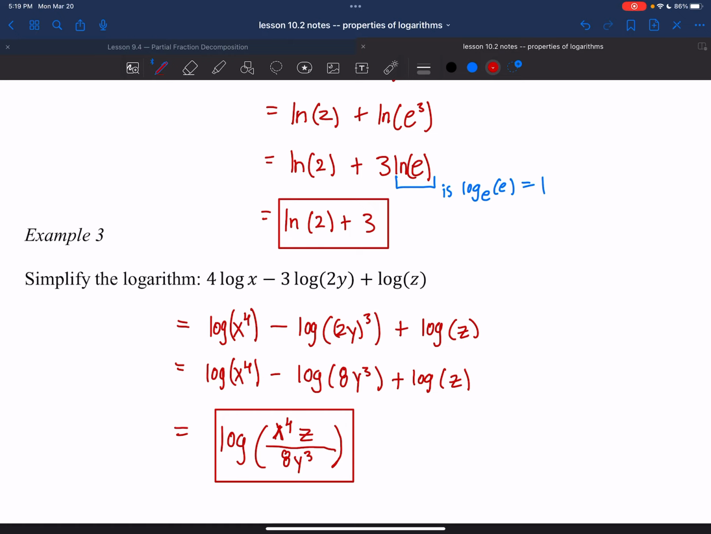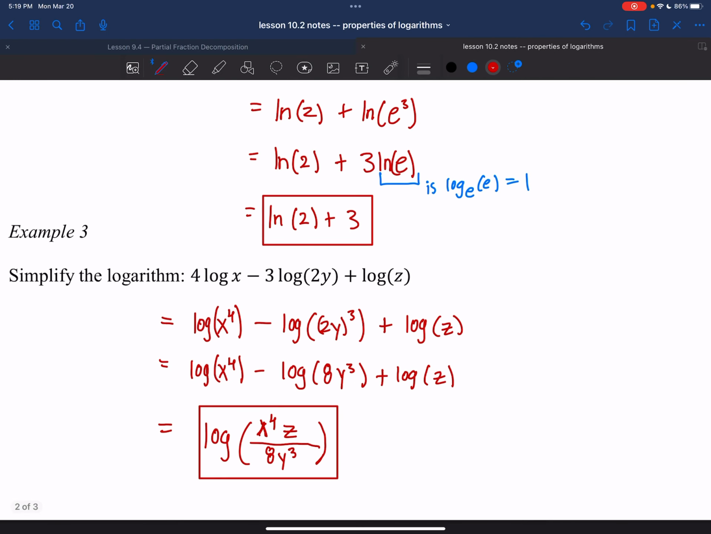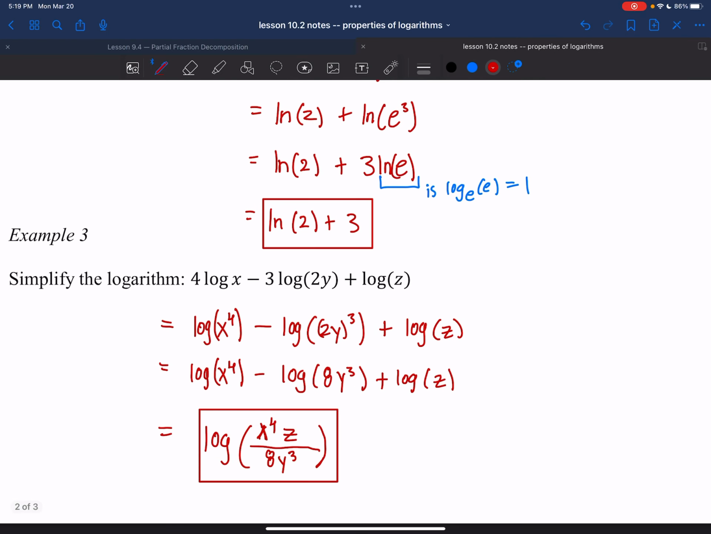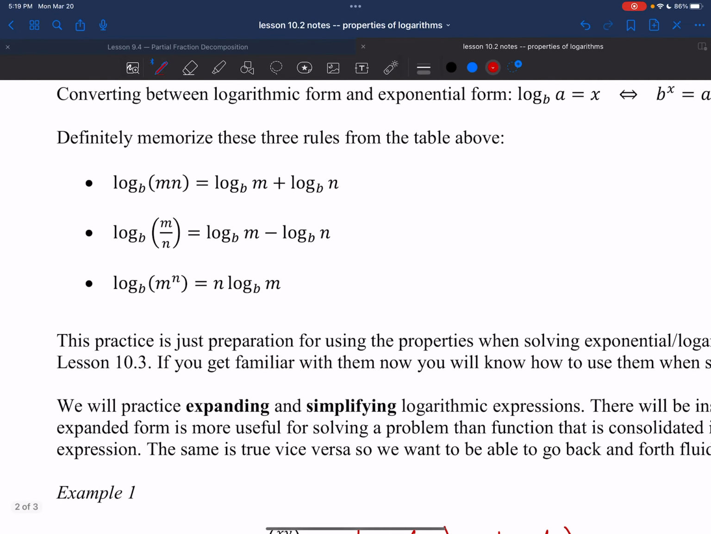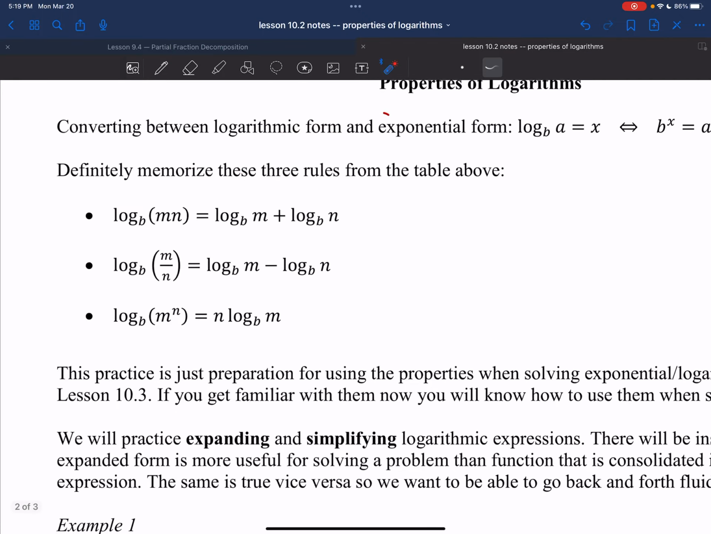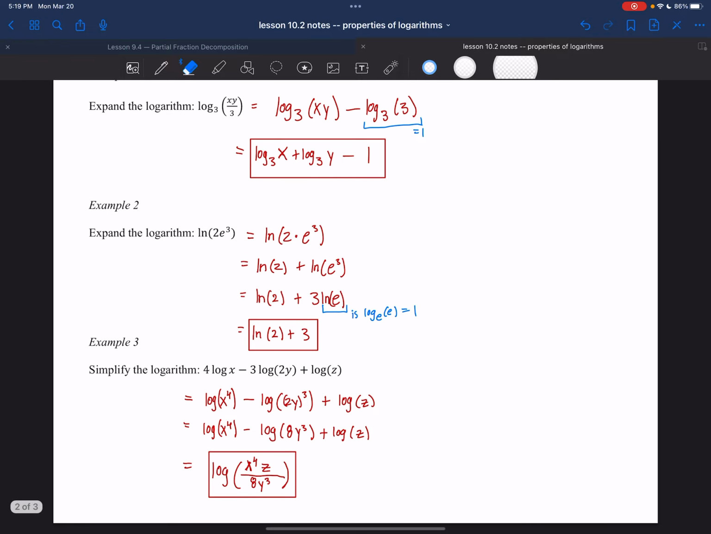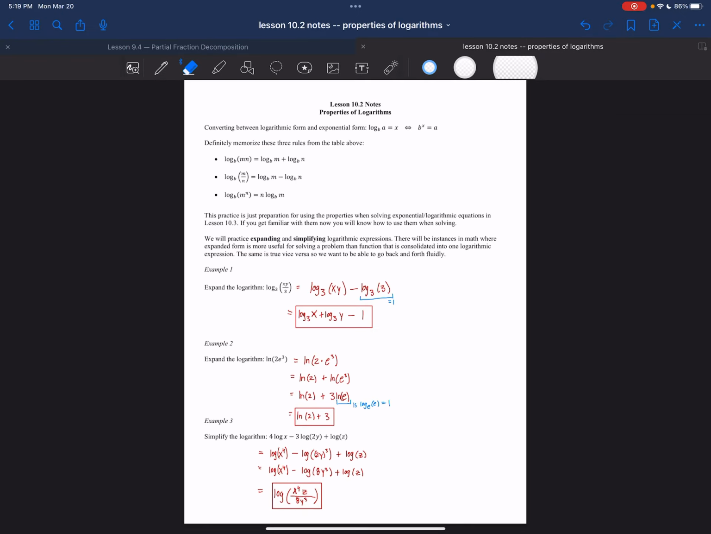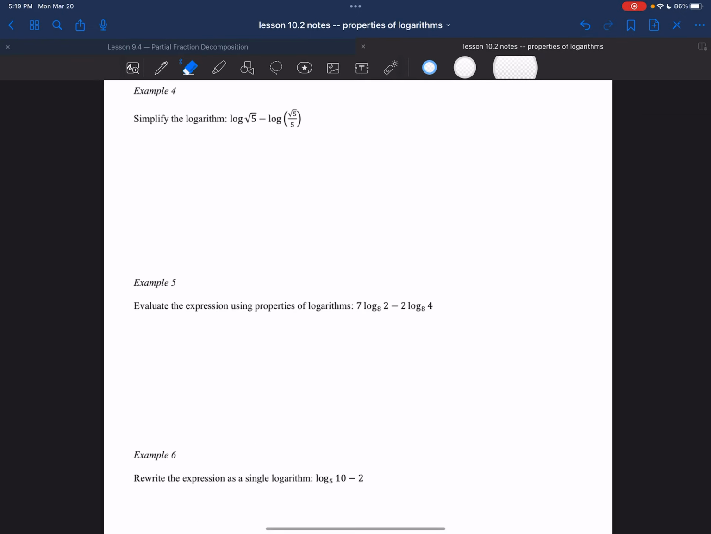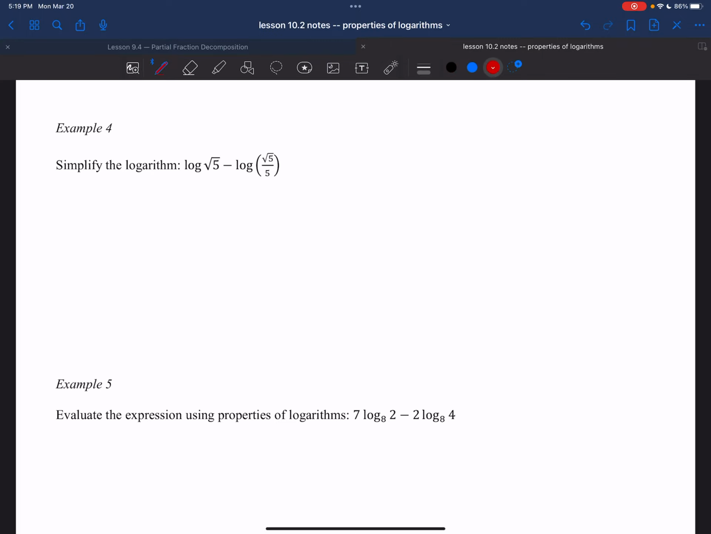I'm really not sure how else to explain it. I don't know if I'm the best at explaining this. You're just using the rules. And if you're not sure what's going on, just stare at these until they make sense. Okay, a few more examples, and then I will be done.